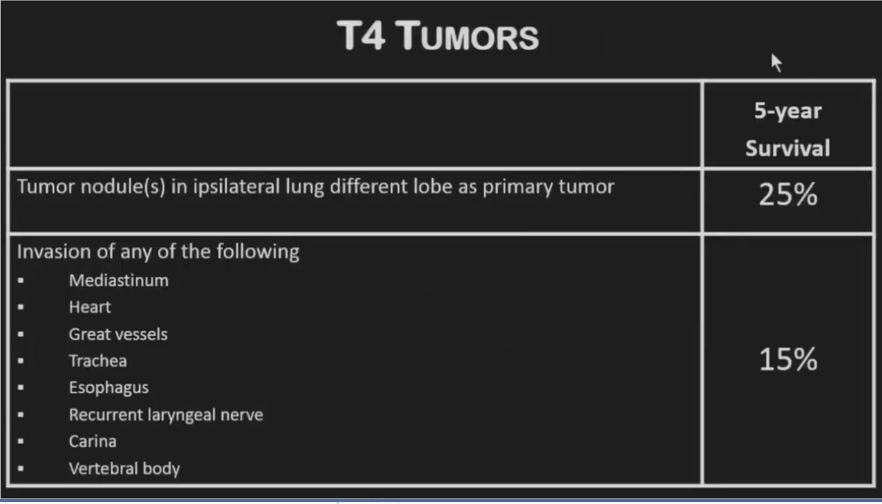Finally, T4 tumors are characteristic of tumor nodules located within the same side or the same lung as the primary tumor, but a different lobe, as well as invasion of any of the following structures. So we're talking about some of the vital structures that are present within the chest, including the heart, great vessels, trachea, esophagus, carina, and vertebral bodies. And here are several examples of T4 tumors.